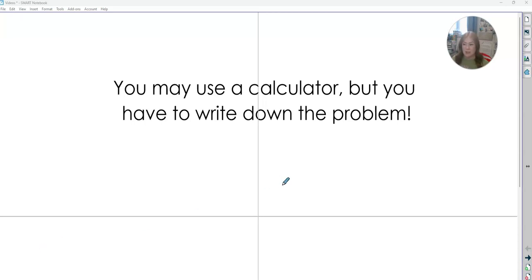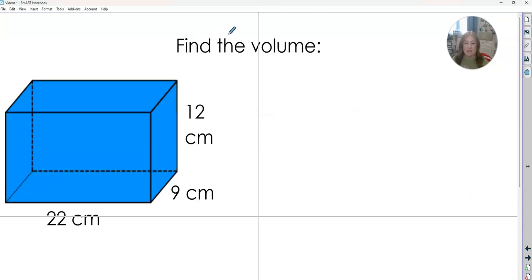For our Module 13 review, you can use a calculator, but you still have to write down the problem to show me what you put in your calculator. So if you bring this back to me by the end of the week, it is worth 8 points, 1 point per problem. So the first one wants us to find the volume.